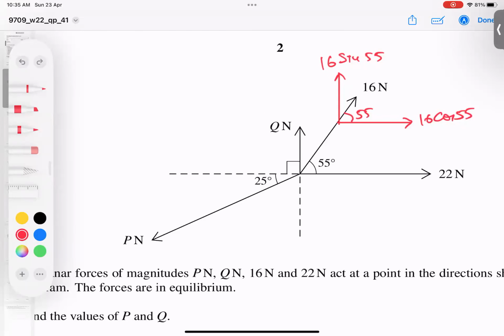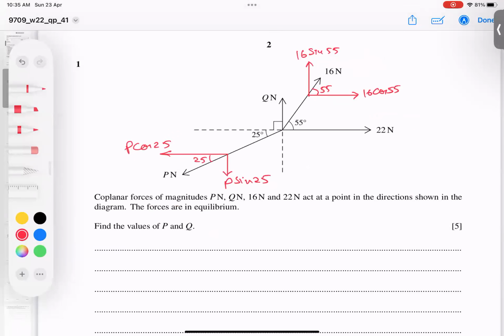And now I talk about this. One force acts parallel to the x-axis and one parallel to the y-axis. This 25 here is the same, so this becomes P cos 25, and this becomes P sin 25. I hope this is clear. Now I'm going to complete.